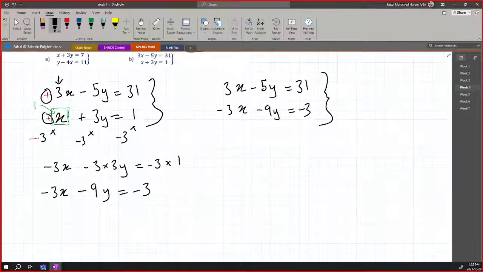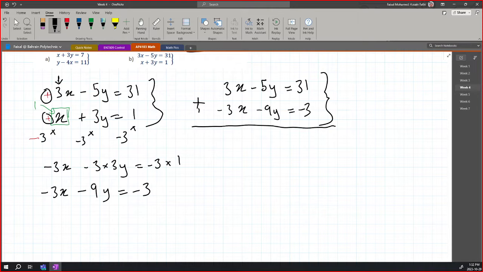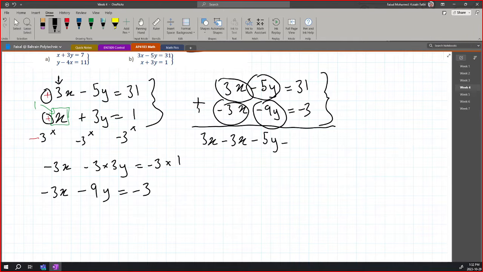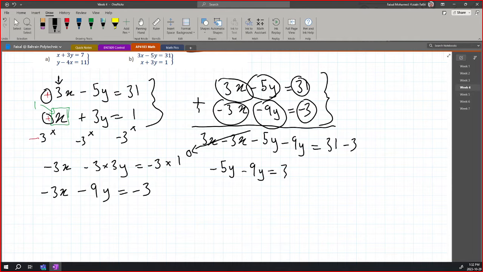Okay? So to continue these equations, now we can solve them by adding. We add both these equations. So 3x, the first value, minus 3x, the second value, minus 5y, minus 9y, equal sign, plus 31, minus 3. The 3x and the minus 3x becomes 0. And we are left with minus 5y minus 9y is equal to 31 minus 3. As you can see, we only have y. To solve this, minus 5 minus 9 is equal to minus 14y is equal to 31 minus 3, which is 28.